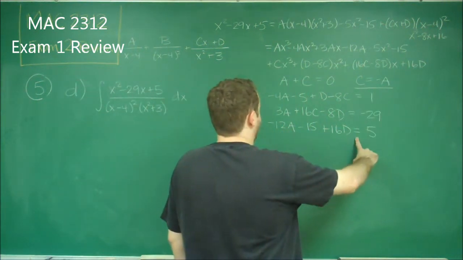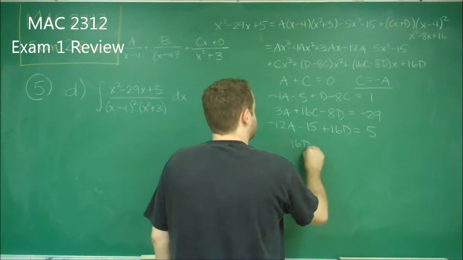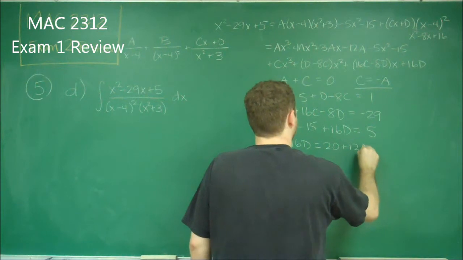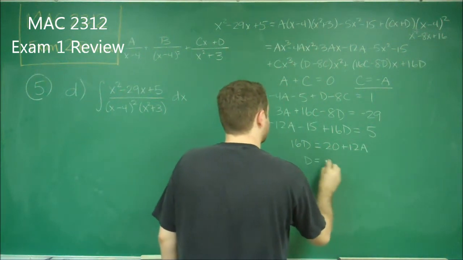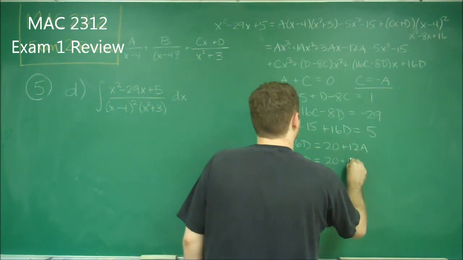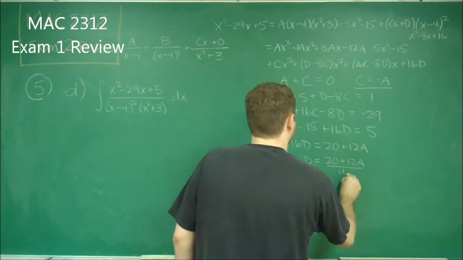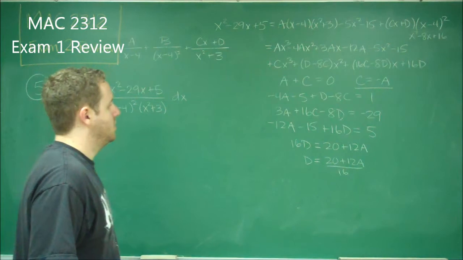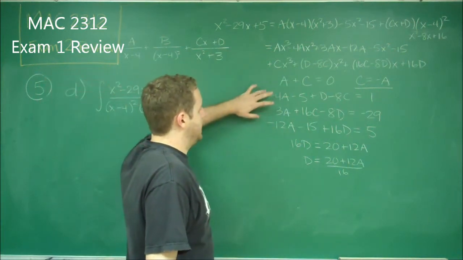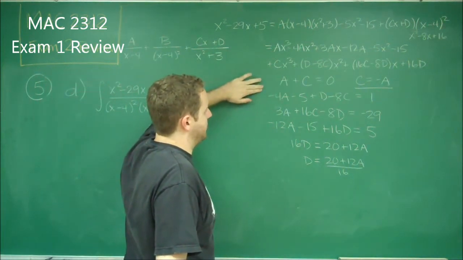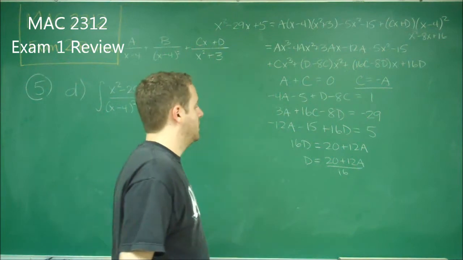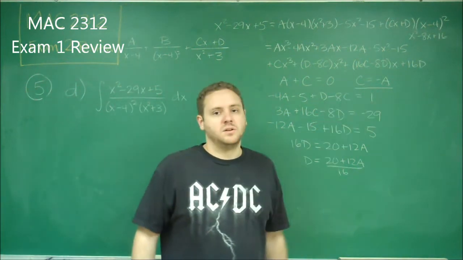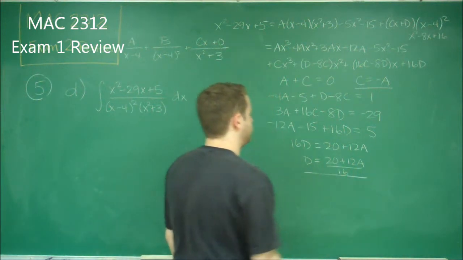Here, if we add all of this stuff over, we get 16d equals 20 plus 12a. So d is equal to (20 plus 12a) over 16. So we can sub that in to either of these other 2 equations. Let's do the first one because it has smaller numbers, and we'll get what a is. Once we get what a is, we can get what d and c are just from those 2 things.